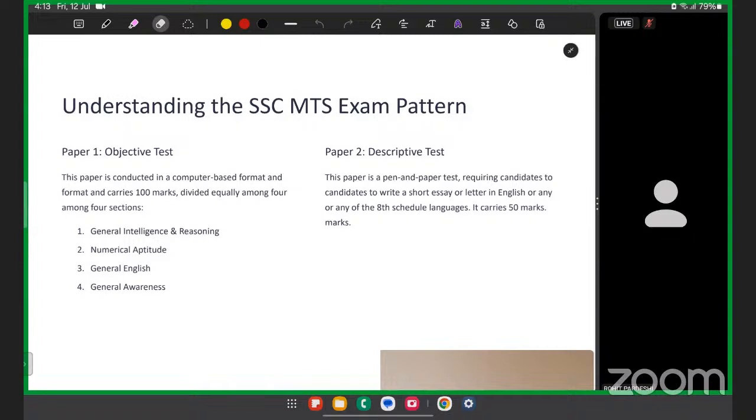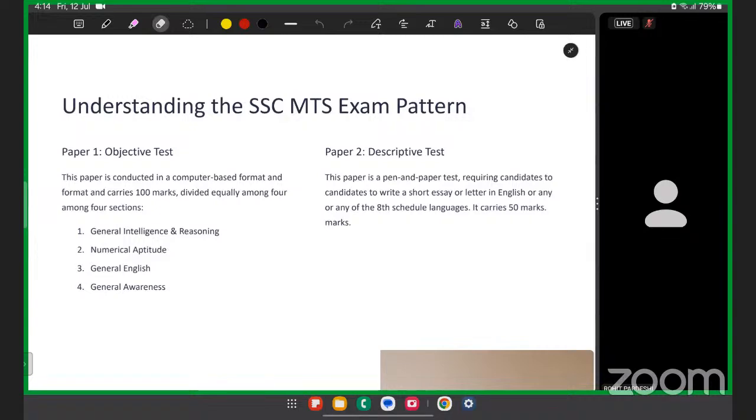Like yesterday I told you, your merit is decided on both papers: the total marks of paper 1 plus the total marks of paper 2, and then the final merit is decided. Here there is no interview, there is only a computer based test related to your typing, which is pretty much doable. What I am trying to emphasize here is how important your paper 1 and your paper 2 are, and everything is in your hand here.